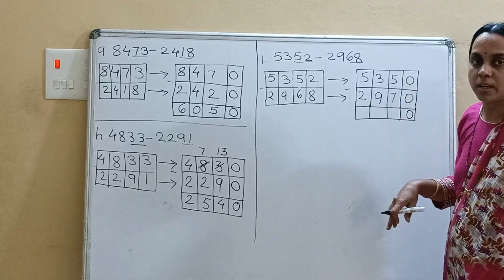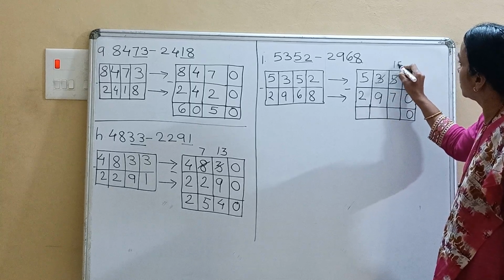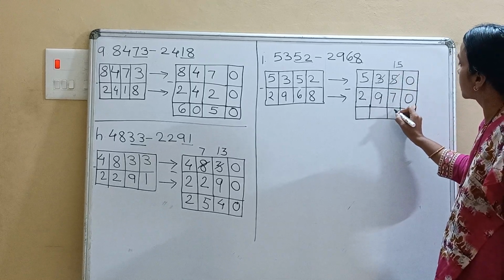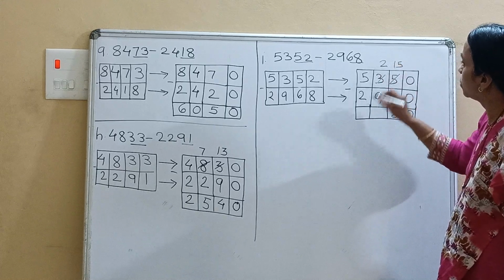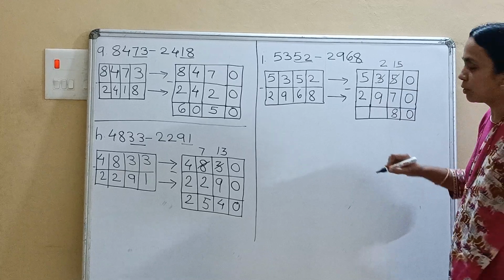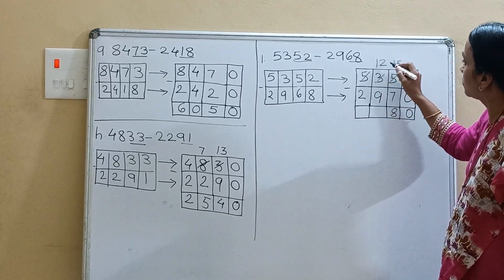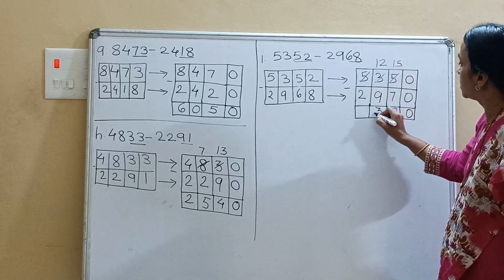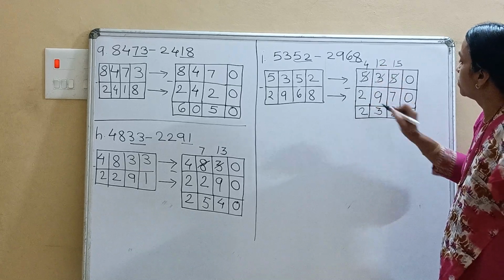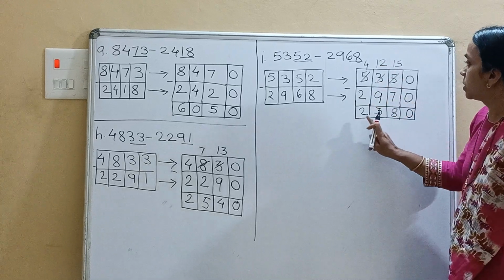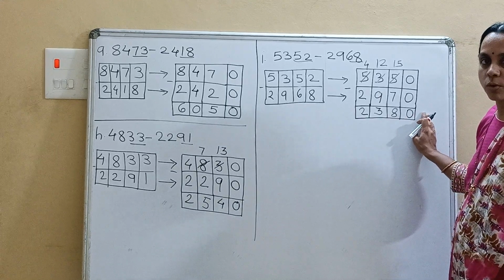5 minus 7. Is it possible? No. So take 1 from this 3 and write down here 15. 15 minus 7. How much? 8. 3 minus 1. How much? 2. 2 minus 9. Is it possible? No. So take 1 from this 5 and write down here 12. 12 minus 9, 3. 5 minus 1, 4. 4 minus 2, 2. So what is our answer? 2380. So complete all these questions in your notebook.